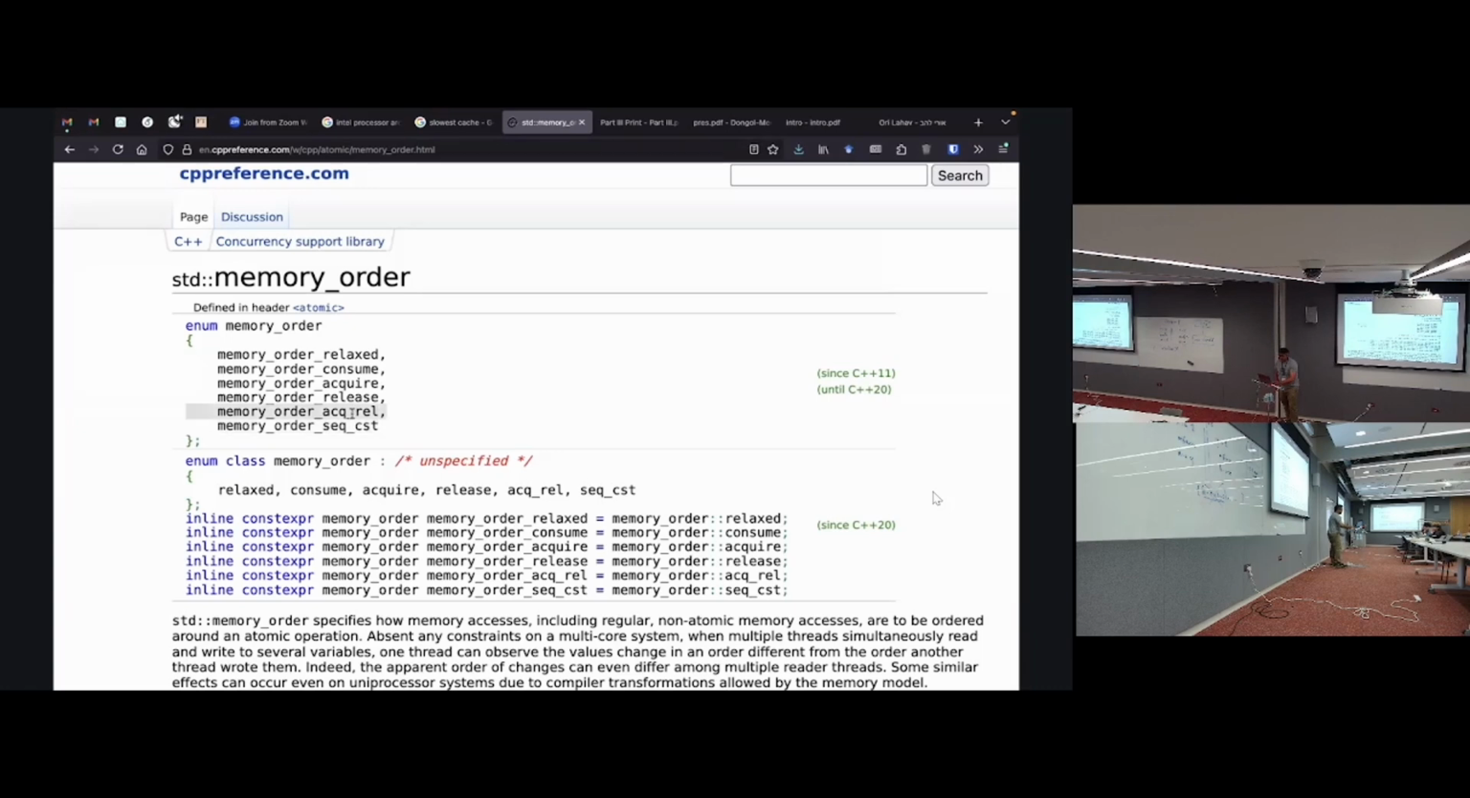Acquire release you use when you've got a read modify write operation, and you can tag it with acquire release, meaning that it performs both as an acquire and a release. Okay, so it's very strong. And then there's this other order called consume order, which we won't get into because it's not used that often. But the stuff I'm showing you is real.